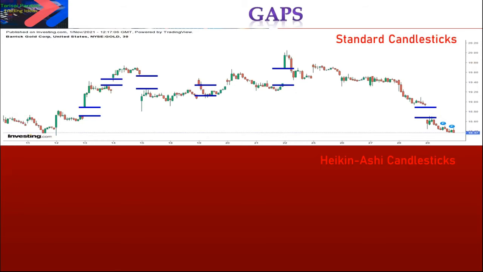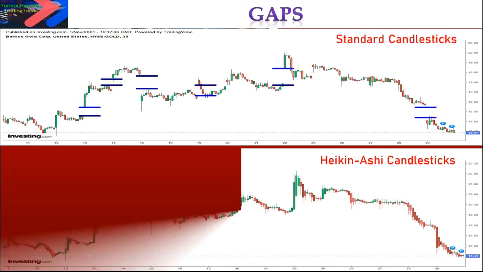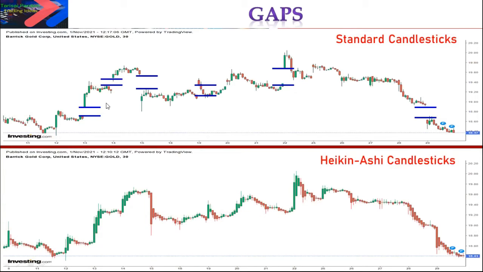One of the weaknesses that we have seen with these Heikin Ashi candlesticks is that they do not show us gaps. If we look at the standard candlesticks, we see that when the price was moving, it created quite a lot of gaps. But when we look at the Heikin Ashi candlesticks, this is the bottom chart, there are no gaps at all. So when you like trading using gaps, please take note that you have to use both the standard and the Heikin Ashi candlesticks so that you don't miss the gaps that will be created in the standard candlestick charts.